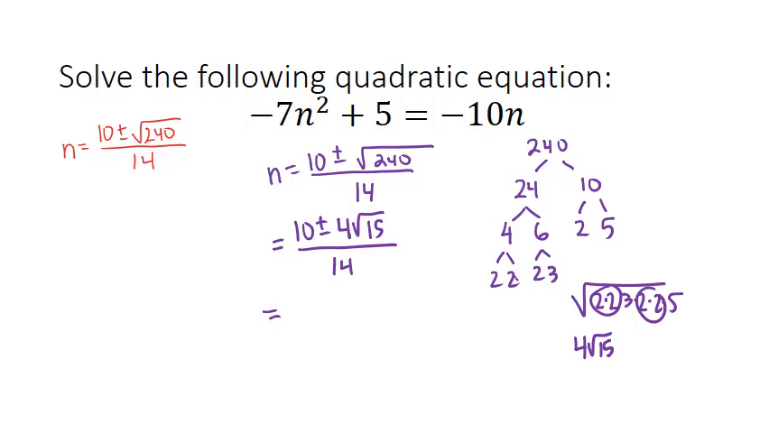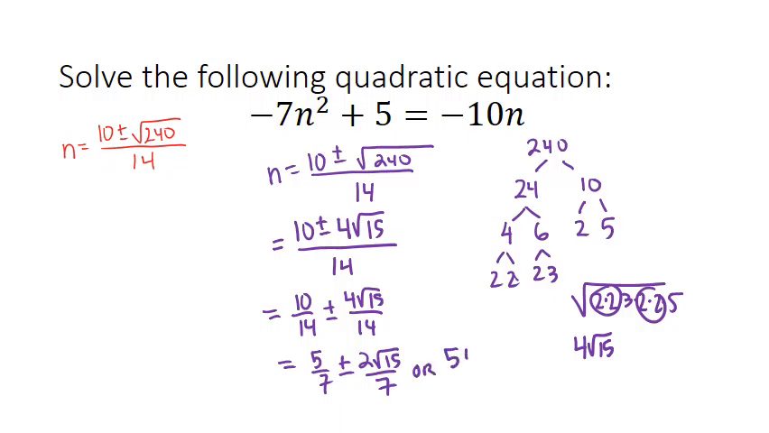At this stage, I'm going to have the division bar go to each term. So 10 divided by 14 plus or minus 4 radical 15 over 14. 10 over 14 reduces to 5 over 7. 4 root 15 over 14 reduces to 2 radical 15 over 7. You can leave your answer like that, or you can rewrite it as 5 plus or minus 2 radical 15 over 7. Now we've successfully solved using the quadratic formula.